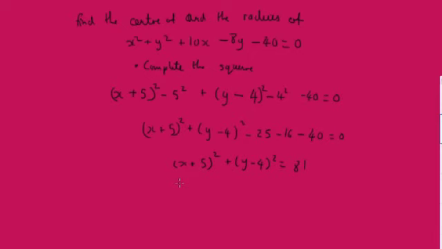So we know that the centre must be, that's plus 5 there, so a must be minus 5, and b is 4, and the radius squared is 81, so r must be 9.